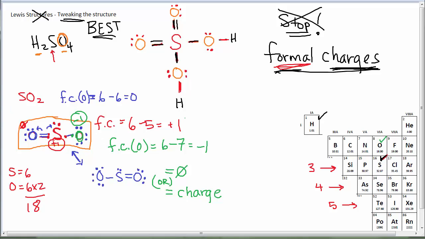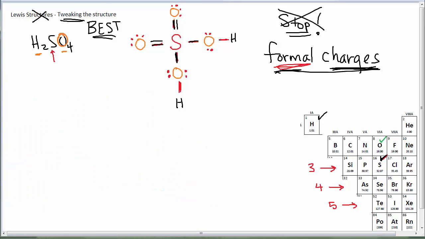Now, how do I use them? Let's go back to our original example. In our original example, we said that what we see in the laboratory looks more like this than what we came up with first. So let me put that back up here. All right, this was the structure that we came up with using the rules.